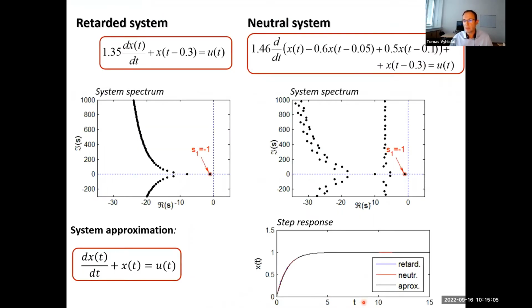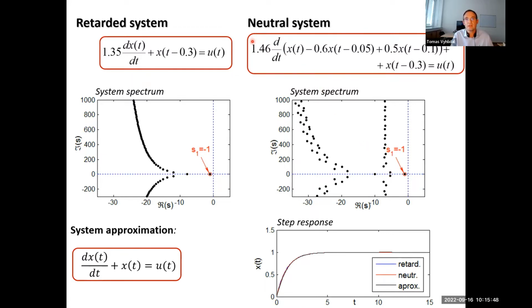So let's look at an example. Let's have these three systems: a scalar retarded system, a neutral system, and a classical first order system. As we can see from the step response, the parameters of the systems are selected to have the same dominant behavior, given by this root. Of course, time delay models have infinitely many modes, but their influence on the overall dynamics is negligible here.